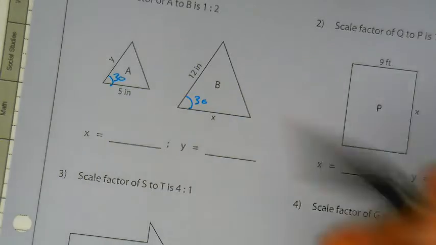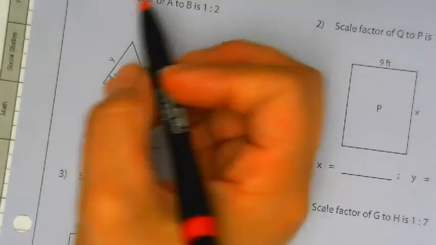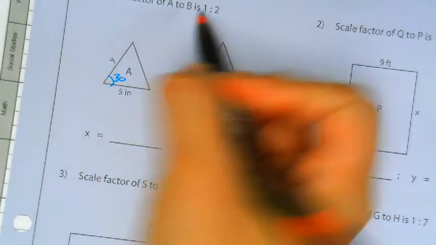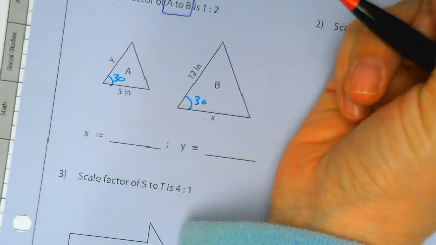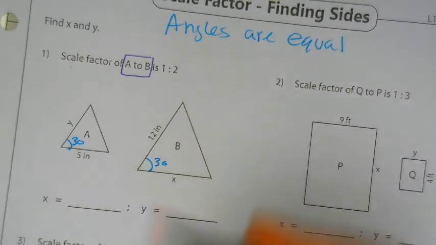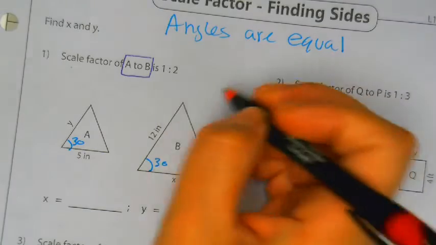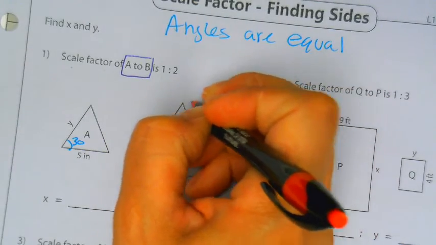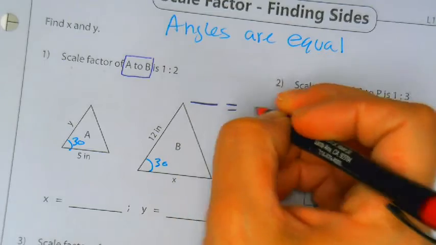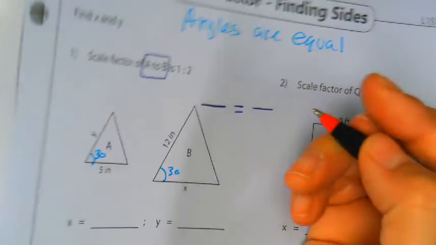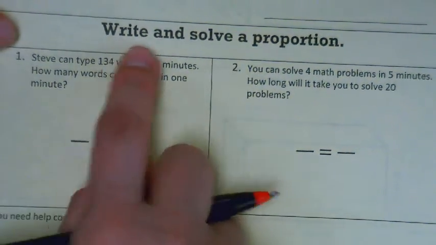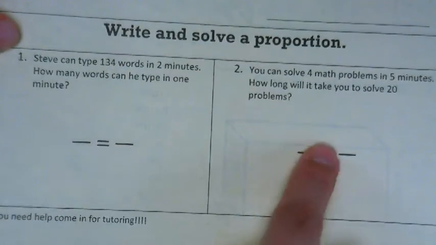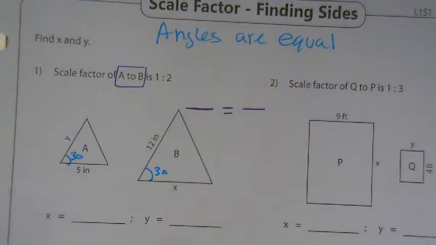Okay. Let's do number one together. Scale factor A to B. We have to pay attention to this. Sometimes they flip it. This one's A to B is 1 to 2. So what we're gonna do is we're gonna set up a proportion. A proportion is two fractions that are equal to each other. We did some proportions on your homework. Here, the homework that you guys got back right now, these are proportions, right? We solve these by write and solve a proportion. These word problems are solved that way. These scale drawings are solved this way.